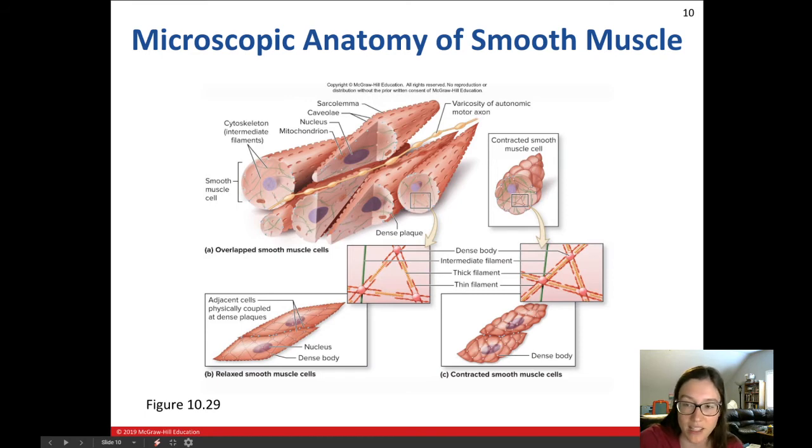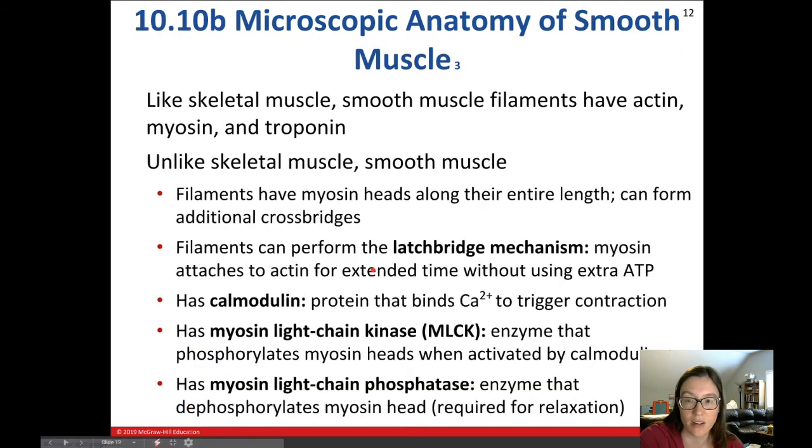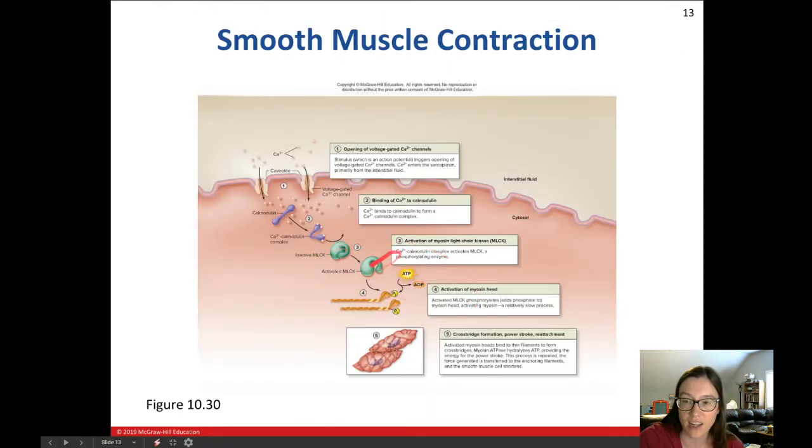So at rest, myosin is deactivated. It needs to be activated before contraction can happen. So this myosin light chain kinase is going to activate myosin. It phosphorylates, or adds a phosphate to, myosin, which activates myosin. And that takes a little while. So once the calcium enters, calmodulin activates myosin light chain kinase. Myosin light chain kinase then activates myosin.